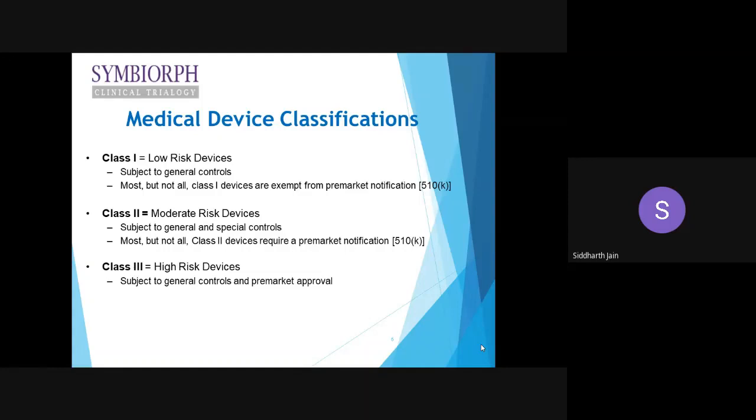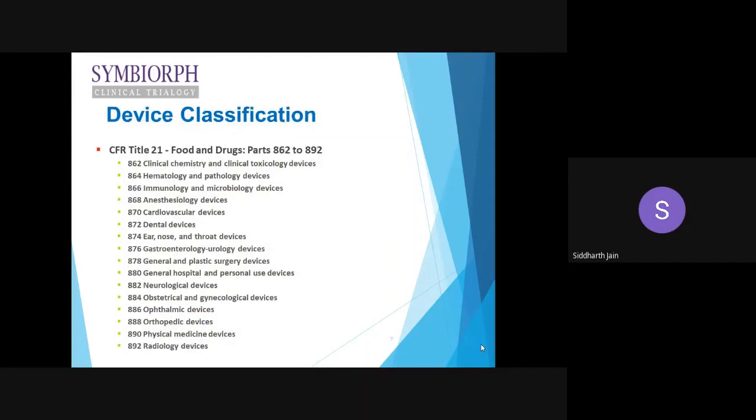Now, suppose you have a class 3 product, we call it a high risk device. In that case, we are not going for the 510K, we are going for the PMA approval. PMA means pre-market approval. For the PMA higher risk devices, the average timeline of getting the PMA approval from the US FDA is around 2 years. And we have to submit the clinical data of the USA. It means that you have to conduct some studies in the USA also if your product falls under the class 3 PMA route.